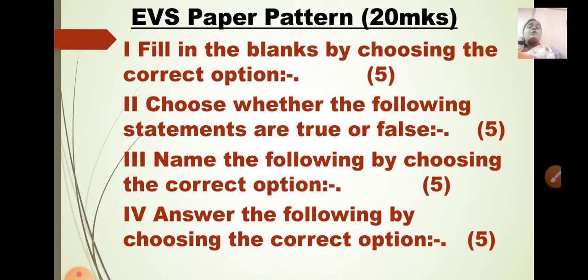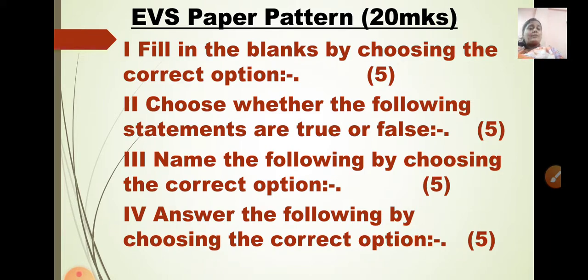Okay, look at the second Roman number. Choose whether the following statements are true or false. Again, you have to choose whether the statement given is true or false. That is again of 5 marks. Then comes the third Roman number. Name the following by choosing the correct option. It can be answered in one or two words, also name the following. So name the following by choosing the correct option. That is again for 5 marks.